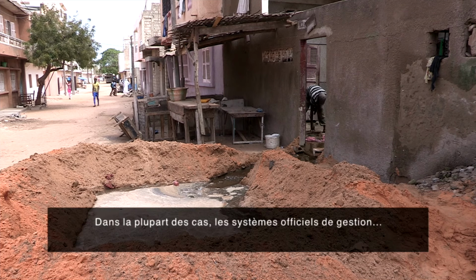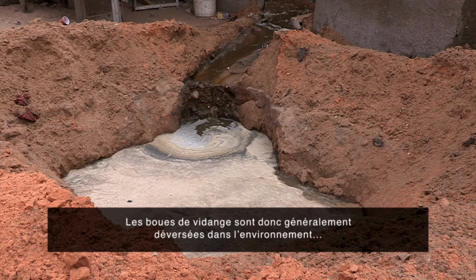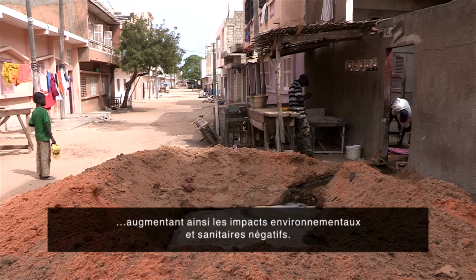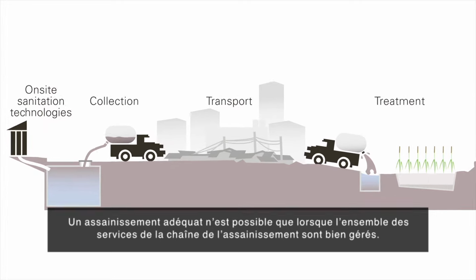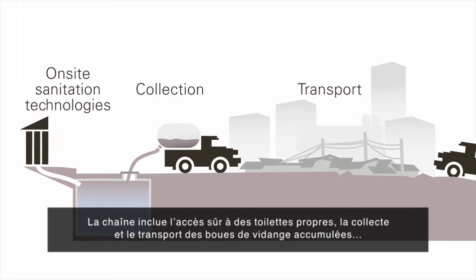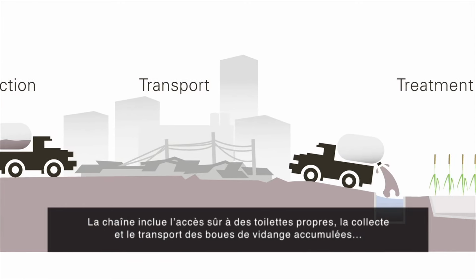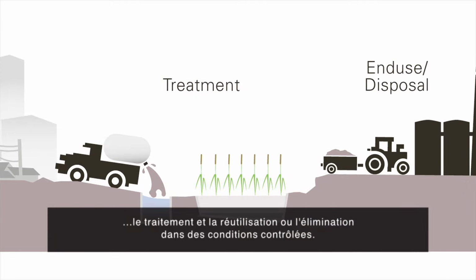Typically, there is also no management in place for the fecal sludge that accumulates, and this results in it being directly dumped into the urban environment, with further human and environmental health implications. Adequate sanitation can only be fulfilled with management of the entire service chain, including safe access to clean toilets, collection and transport of accumulated fecal sludge, followed by treatment and some form of safe end use or disposal.